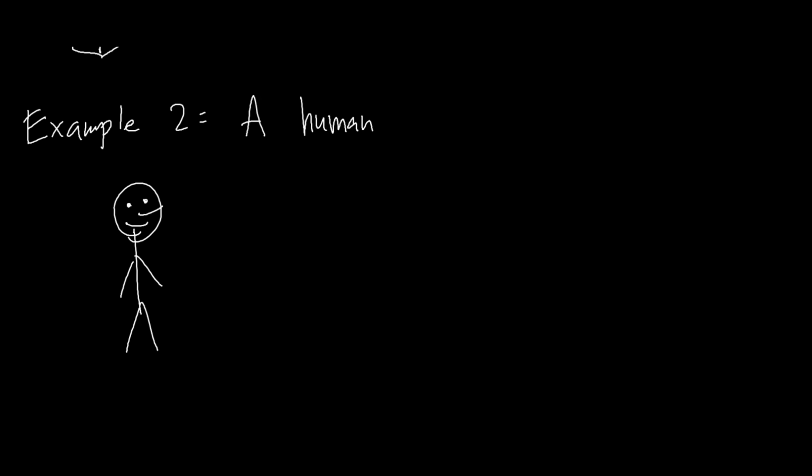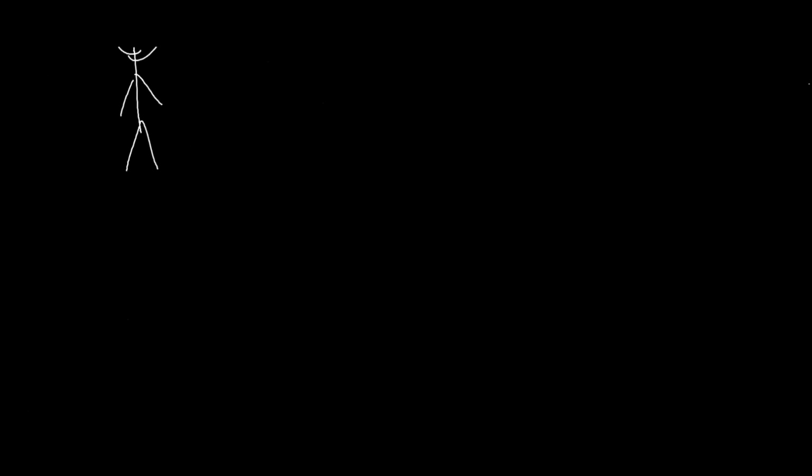The next concept is that of what we call in category theory a morphism between objects.